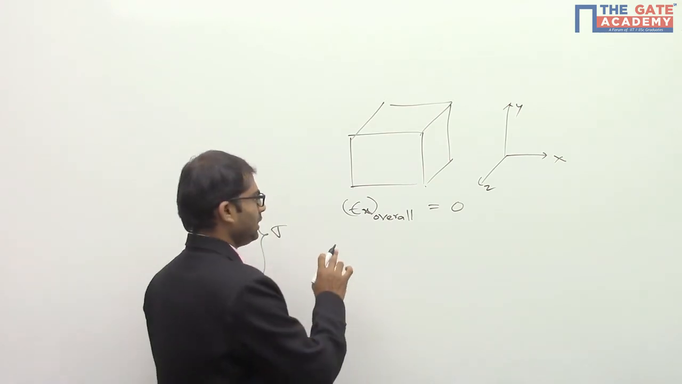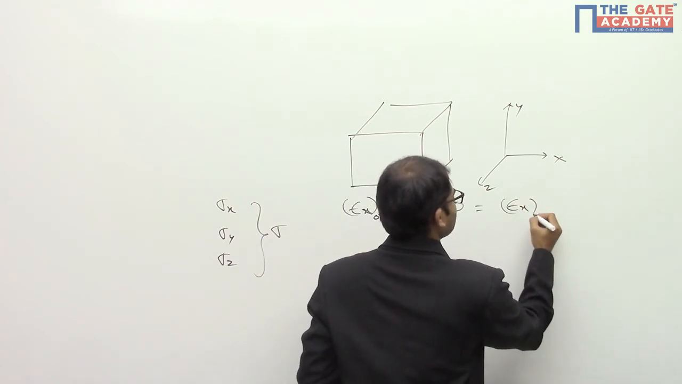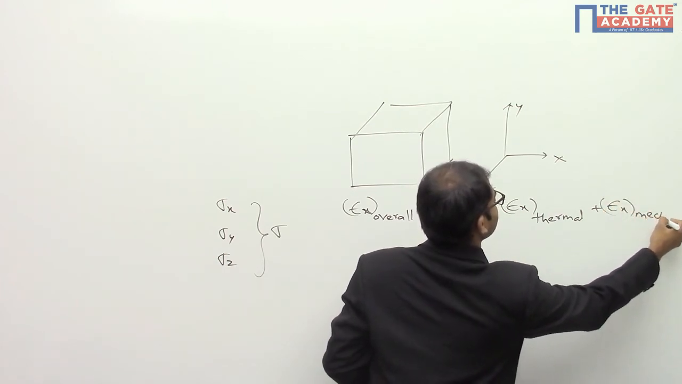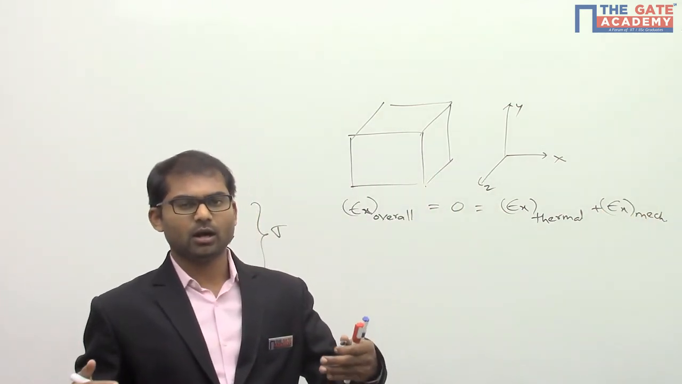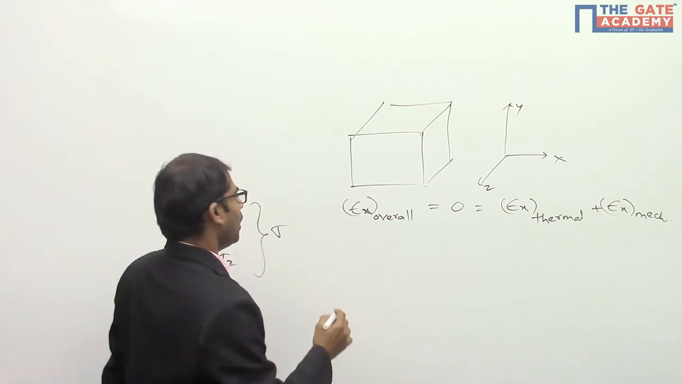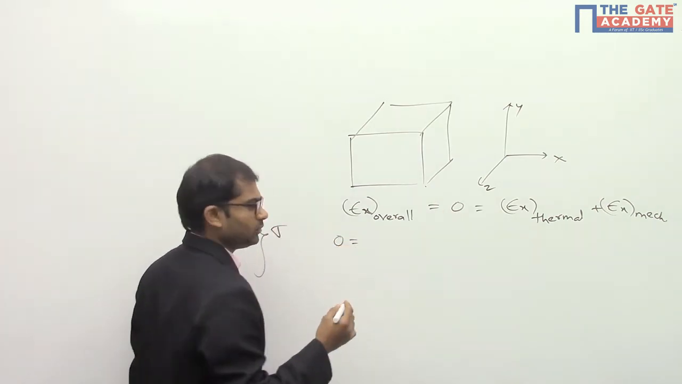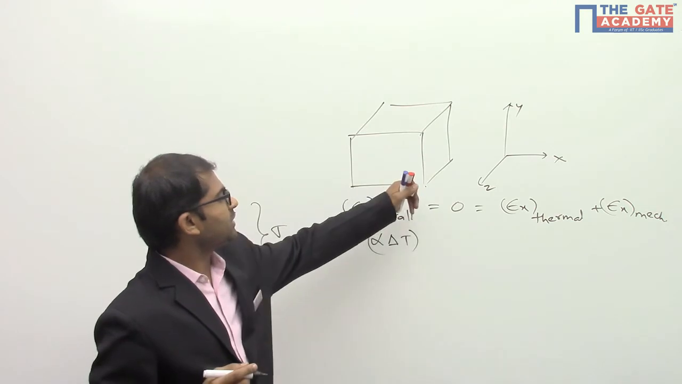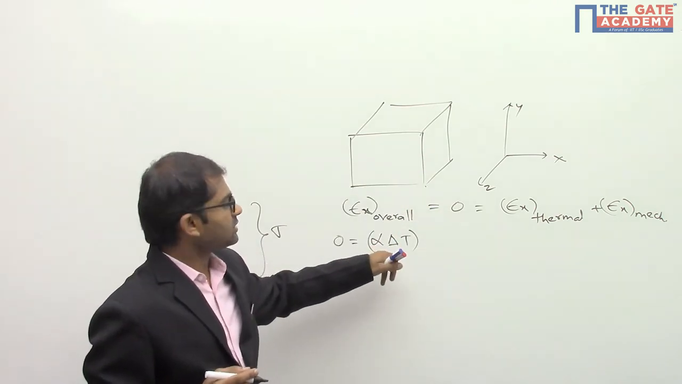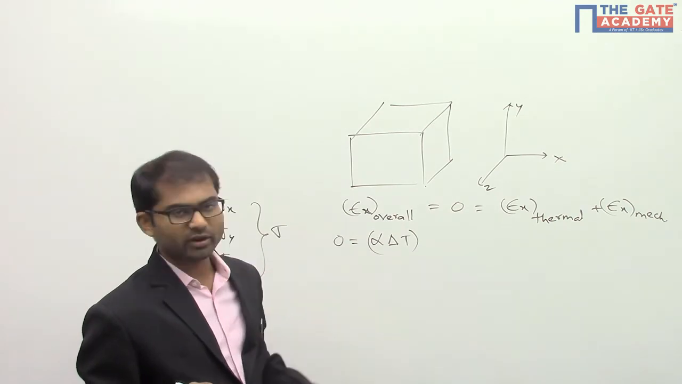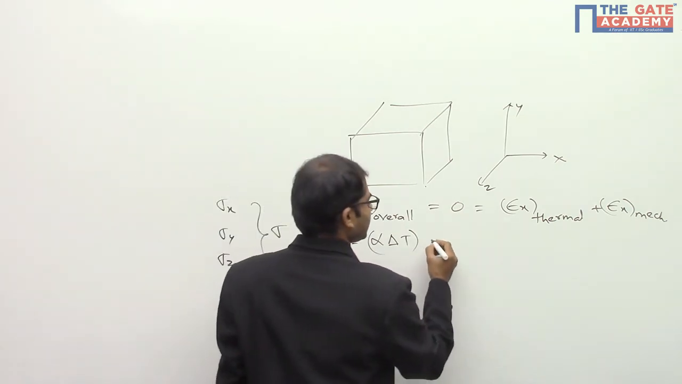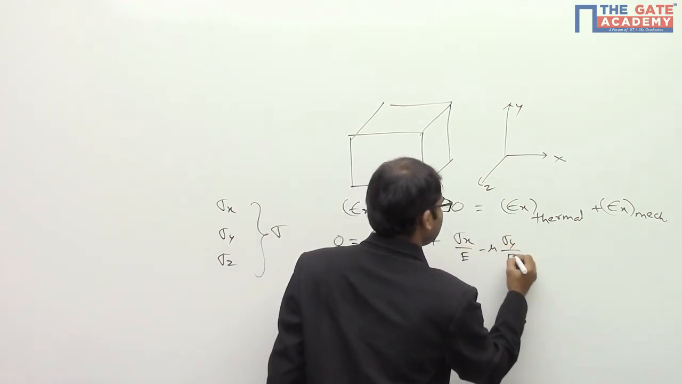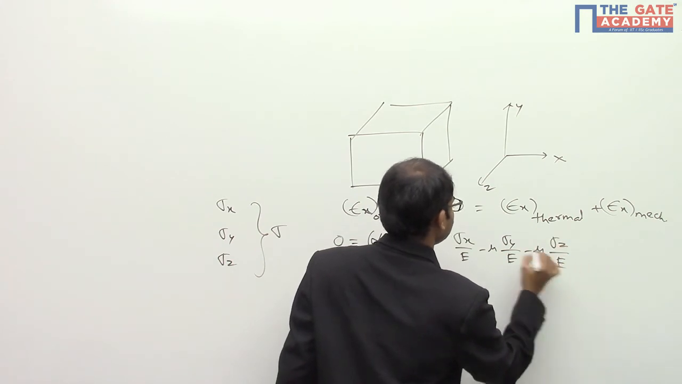So let's write it like this: overall strain is equal to epsilon x thermal plus epsilon x mechanical. Mechanical means some load is applied or pressure is produced there. Overall strain is 0. The thermal strain formula we know: alpha delta T, change in elongation by original length. Taking length in x direction, thermal strain in x direction will be alpha delta T. For mechanical strain we have the Hooke's law formula: sigma x by E minus mu sigma y by E minus mu sigma z by E.